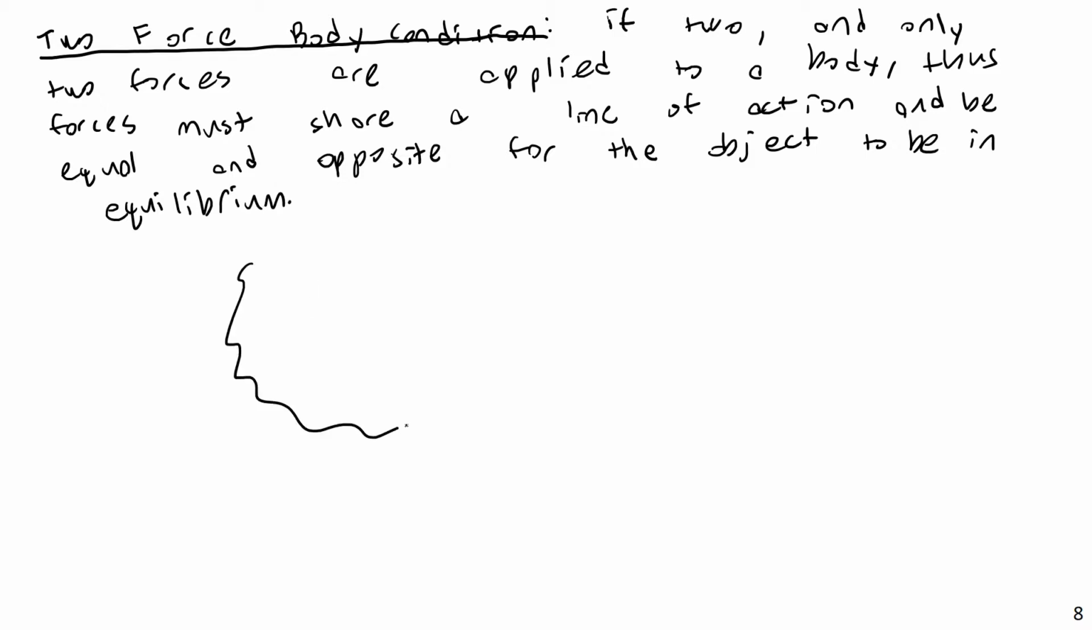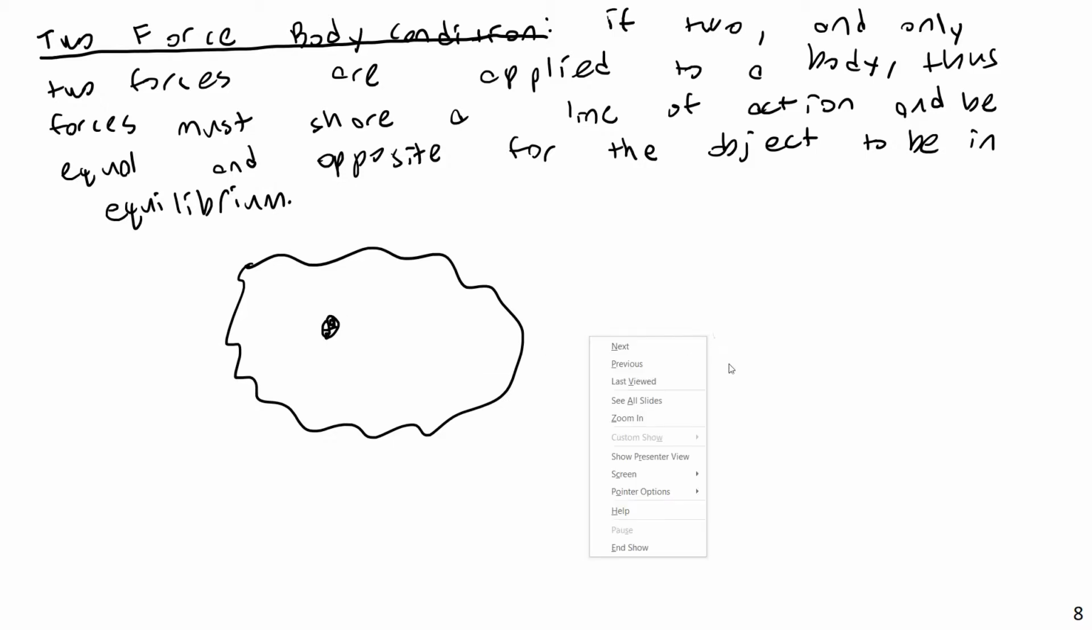So if I'm going to have a generic rigid body with a center of mass here, and I have two forces applied to this, and again, two and only two forces, if I have a force and a force, the only way they can be in equilibrium is if they share the exact same line of action and they're equal in magnitude and opposite in direction. Anything else, and this thing will not be in equilibrium.